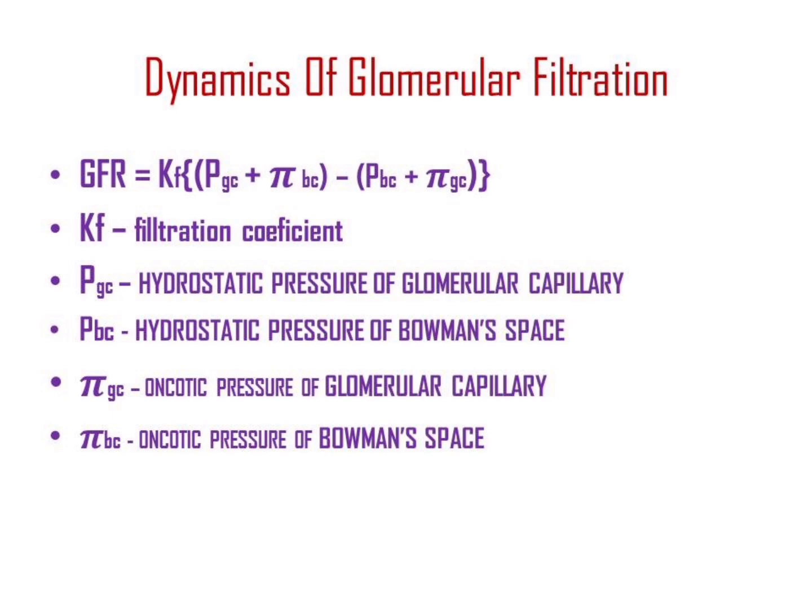Net outward force across the glomerular capillaries is the sum of hydrostatic pressure of glomerular capillaries and oncotic pressure of Bowman's capsule, minus the net inward force, which is the sum of hydrostatic pressure of Bowman's capsule and oncotic pressure of glomerular capillaries. Look at the slide. Here, the equation of the GFR is given.